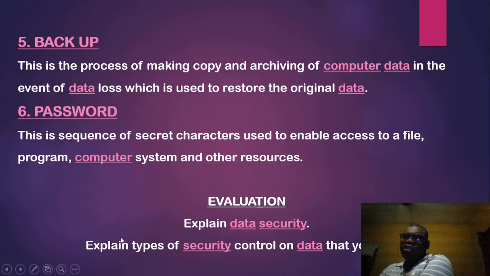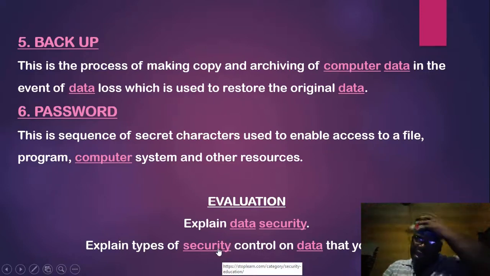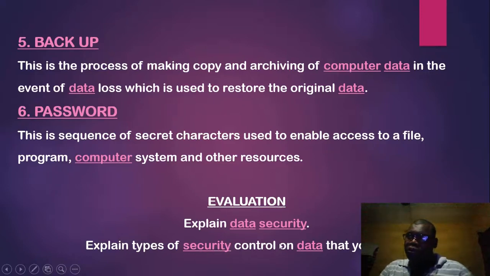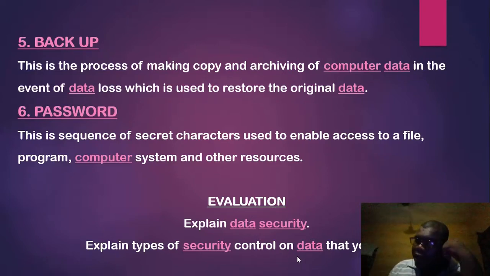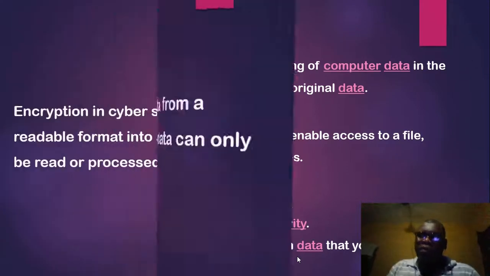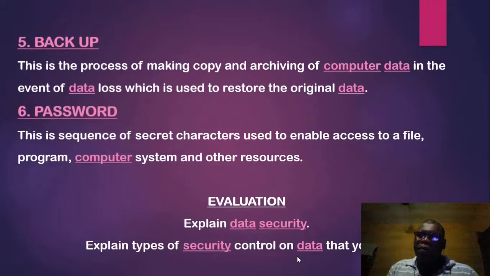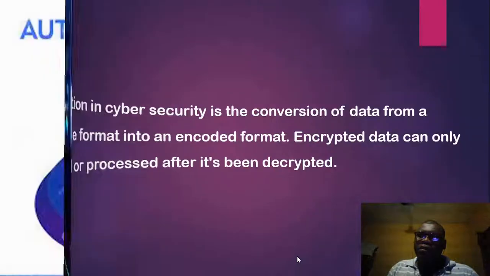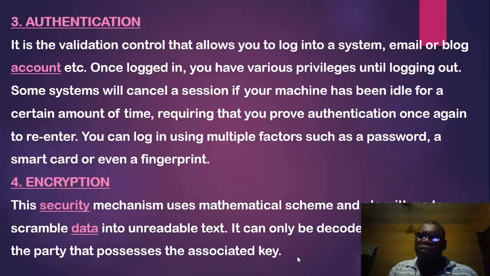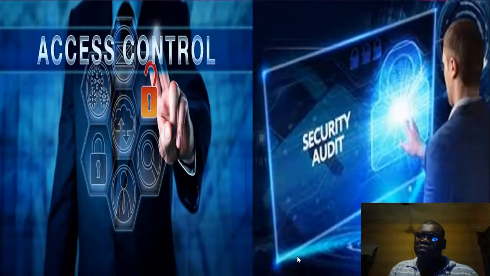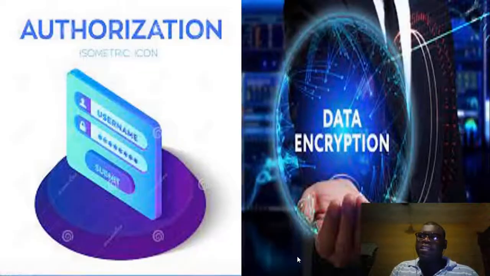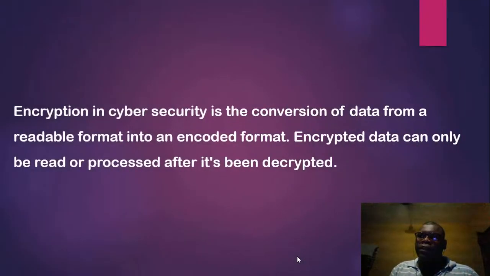You have an evaluation here: explain data security and explain the types of security control on data that you know. Types of data control that we've mentioned, like a recap: we talked about backup, password, encryption, authentication, access control, security audit. Those are examples. So this is the first part of the explanation class.